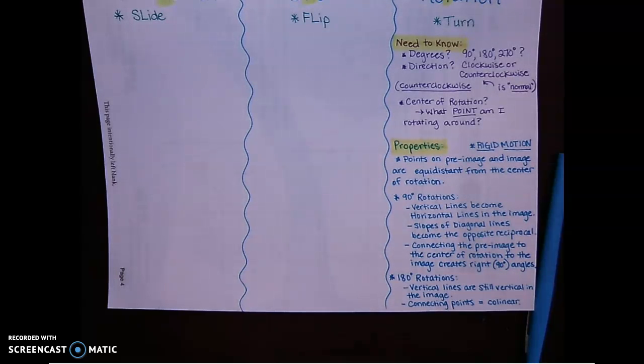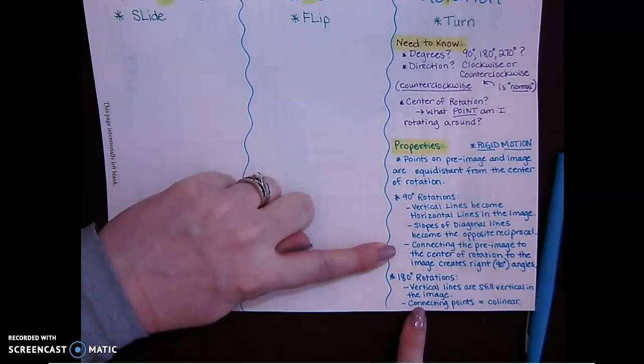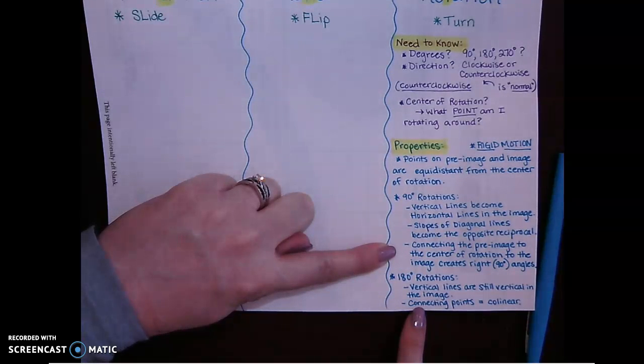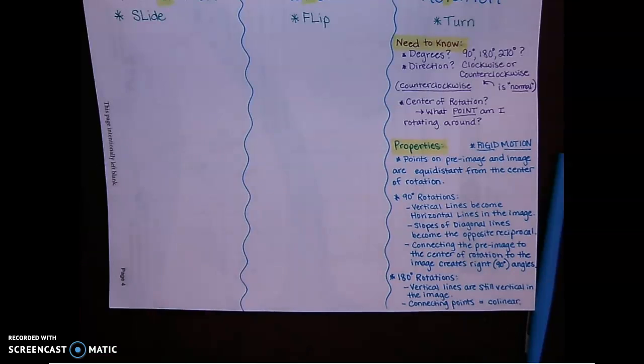Okay, this last one got abbreviated a little bit, but it is similar to this bullet for 90-degree rotations in that connecting any of those points from the pre-image to the center of rotation to the image is going to actually be collinear. Collinear just means that it's going to make exactly the same line. So we'll look at an example of a 180-degree rotation.